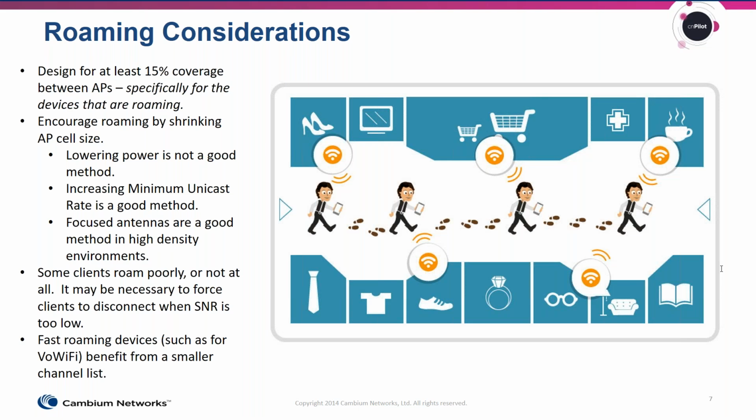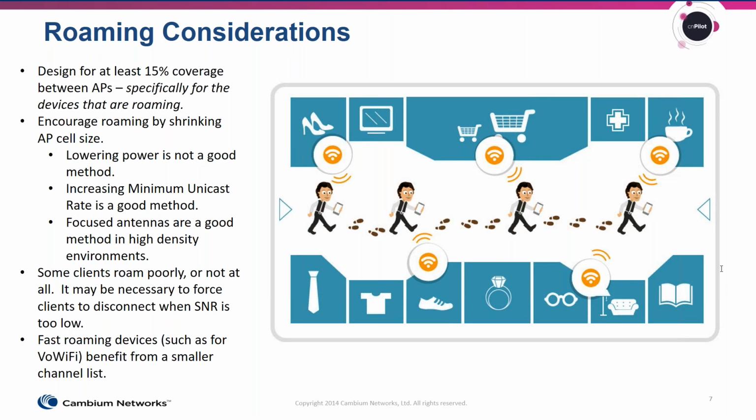Now, some clients roam very well anyway, you don't have to worry about them. Some clients roam very poorly. They're sticky clients. For the most part, you don't see that as often as you used to. There was a time where any USB-based NIC did not actually understand how to roam. They would connect to the first AP they heard, and they would stay connected to it as long as they could hear it, even if they couldn't actually communicate.